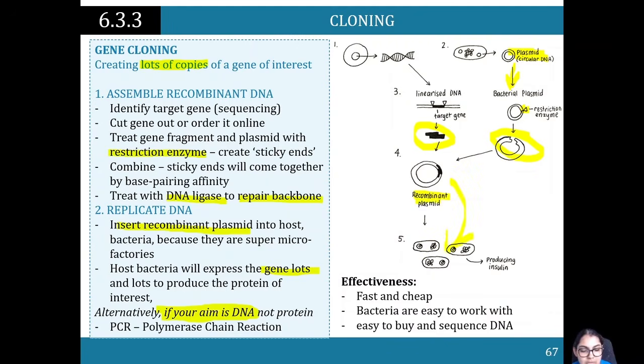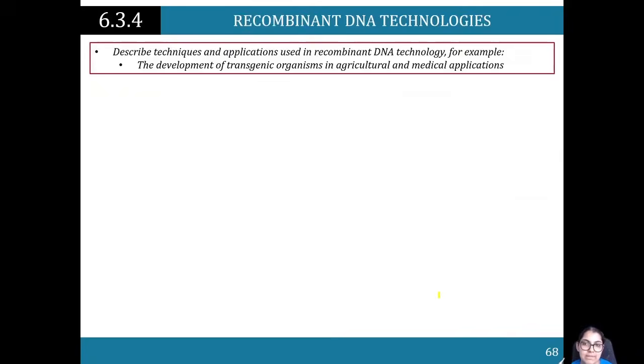We're going to pop this into bacteria, and this has been used to produce insulin. So in the treatment of type 1 autoimmune disease, type 1 diabetes, where the person's body does not produce insulin, which means they can't regulate their blood glucose levels, we can use this process to produce insulin and help them regulate their blood glucose levels, and as a result survive. So effectiveness is that it's fast, it's cheap, bacteria is easy to work with, and it is also easy to buy and sequence DNA.